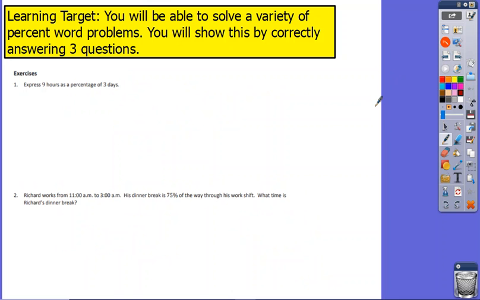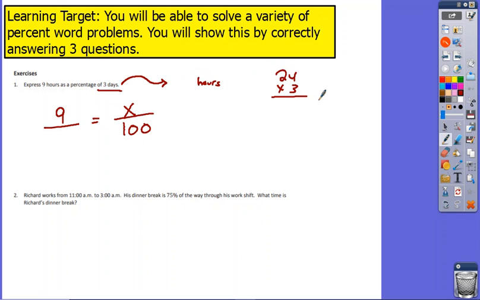Express 9 hours as a percentage of 3 days. Okay, so let's do is over of equals percent over 100. We're looking for what percentage: 9 hours out of 3 days, but we can't have two different units. We can't have hours and days. So I need to turn 3 days into a number of hours. That is going to be 24 hours in a day times 3, and that gives me 72. So the 72 will go on the bottom.